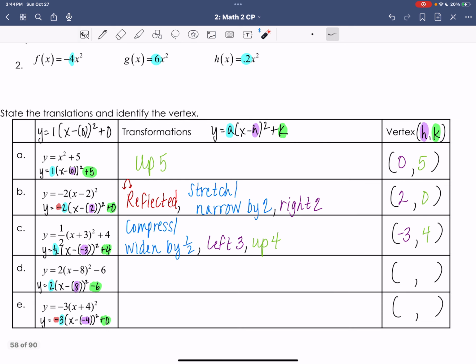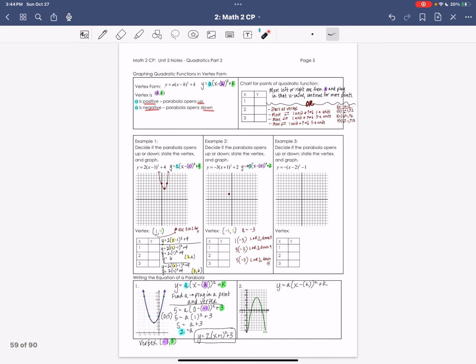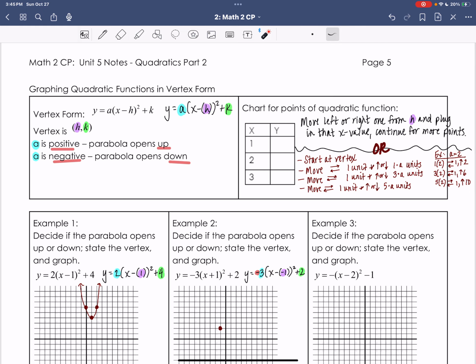All right, I highlighted everything for you, but what you're going to do is you're going to go ahead and write what translations happened, and you're also going to identify the vertex. All right. So now here's the main part where we're going to start graphing from the vertex form. So from vertex form, again, you're going to use your formula. I rewrote it here with the colors. Your vertex is (H, K). If A is positive, it opens up. If A is negative, it opens down. And that was horrible, but it should have been curved. There you go.